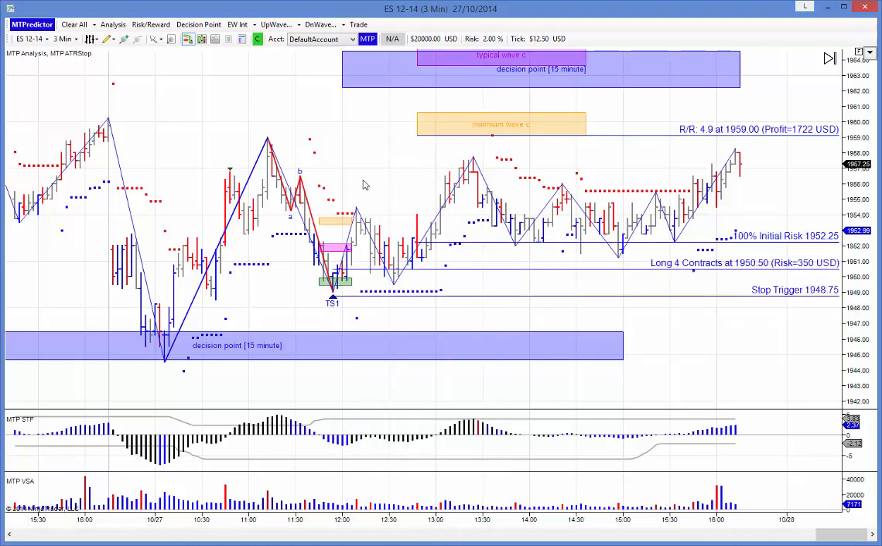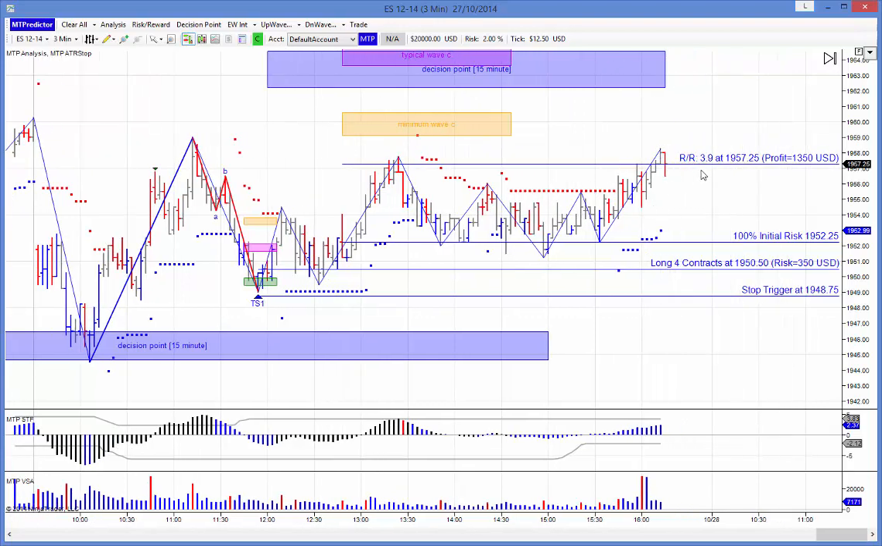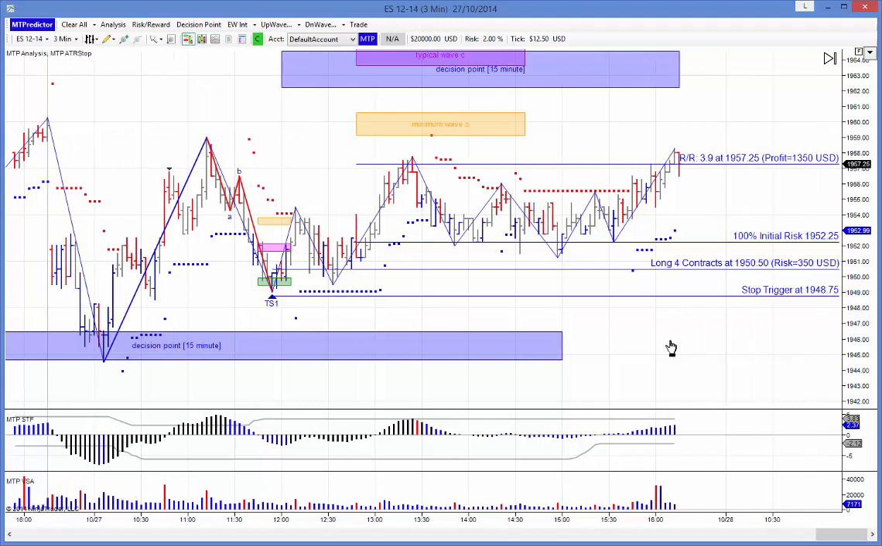Let's place the analysis on. The market did chop around quite a lot, but it was generally drifting up throughout the rest of the day. It didn't quite reach the first profit target, but would have come out on the close for a nice 3.9R profit. So it would have been a very nice profitable trade. That's what I wanted to cover in today's video.